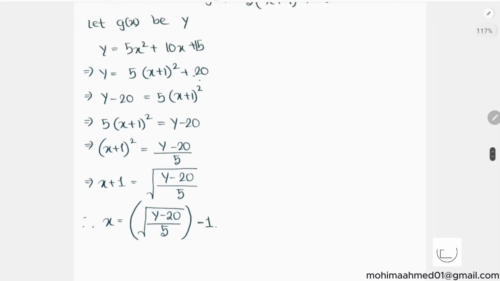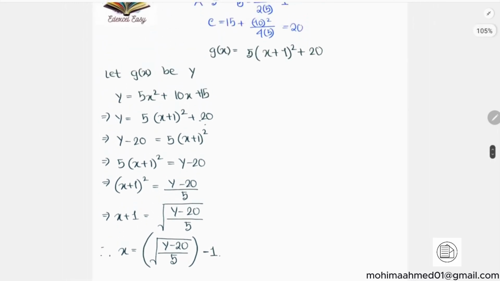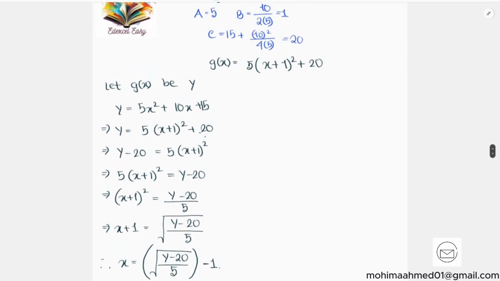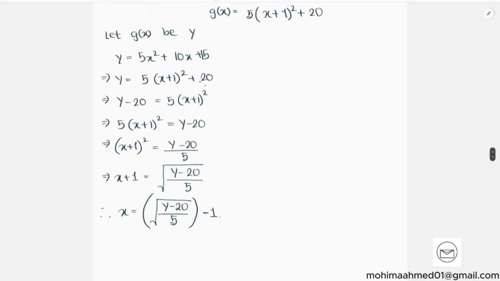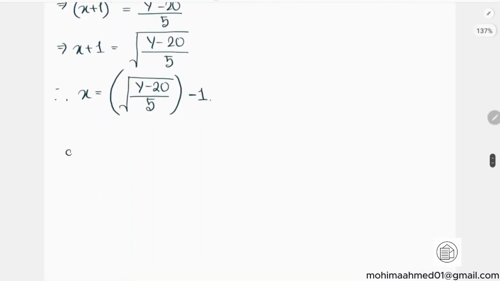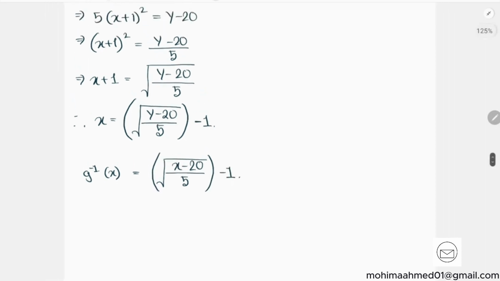Right, so this is how you invert an entire quadratic equation using completing the square. Lastly, you have to write your answer as g inverse x. So your answer should be g inverse x. Everything would be the same, but instead of writing y, you would write your answer in terms of x. This entire fraction is subtracted by 1.